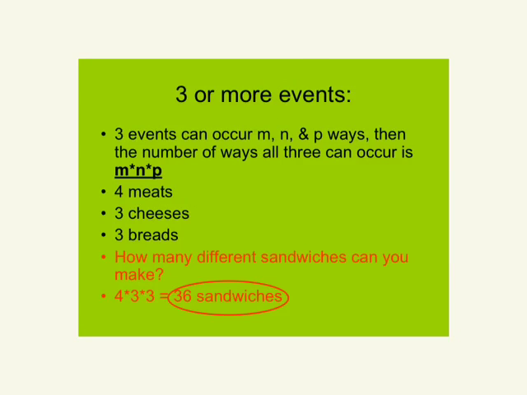Now, I wonder if there are 3 or more events. Well, if 3 events can occur m, n, and p ways, then the number of ways all 3 can occur is m times n times p. So that's the fundamental counting principle.